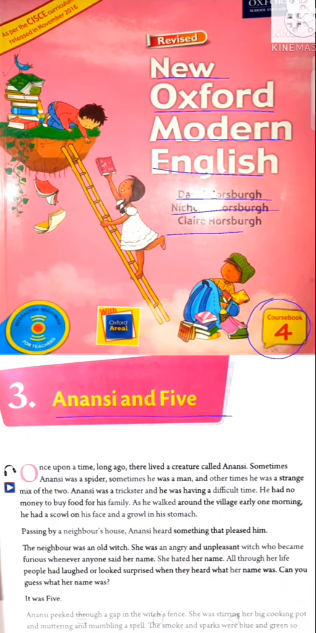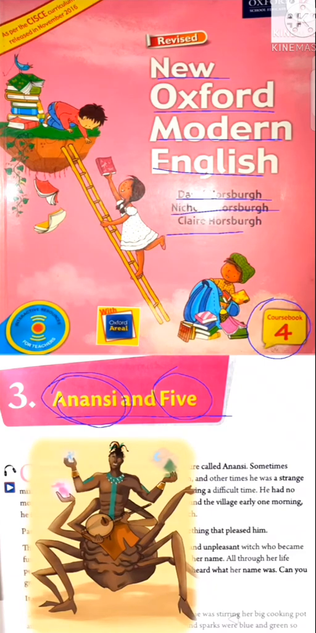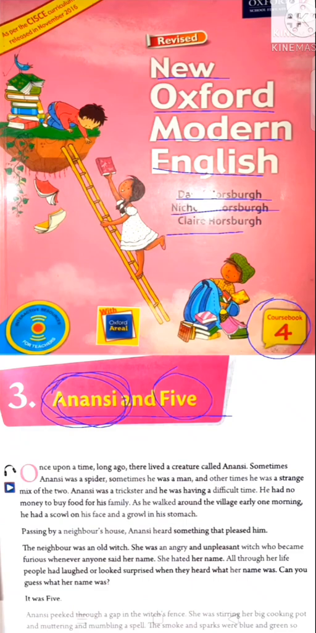Students, before starting with the story, let us know something about Anansi and 5. Here, Anansi and 5 are the two main characters of this story. Who is Anansi? Anansi is a creature which can take the shape of a spider. Sometimes it will look like a man, or you will find that it has taken the shape of both man and spider. So this Anansi is a kind of trickster.